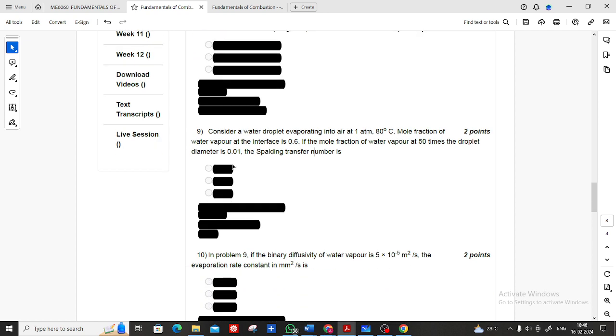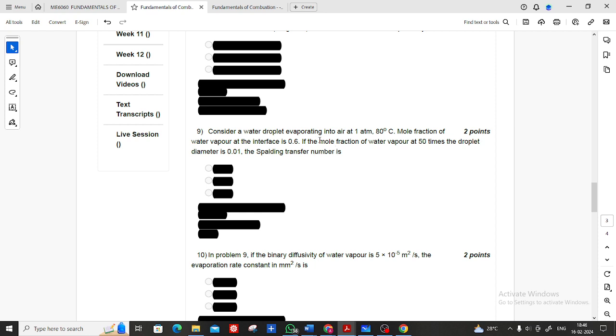Question number 9. It is at the ambient, so it is basically indicating the mole fraction at infinity. Sorry, mass fraction at infinity.